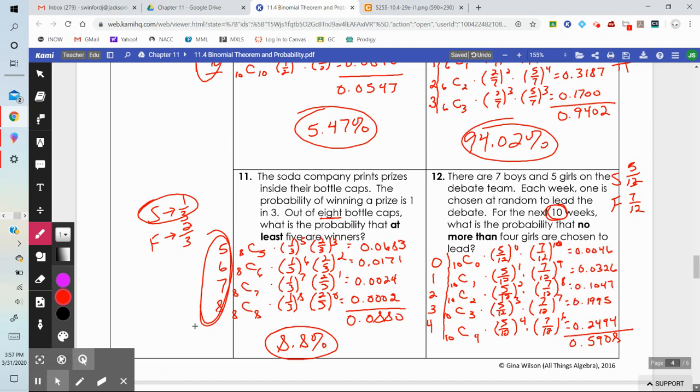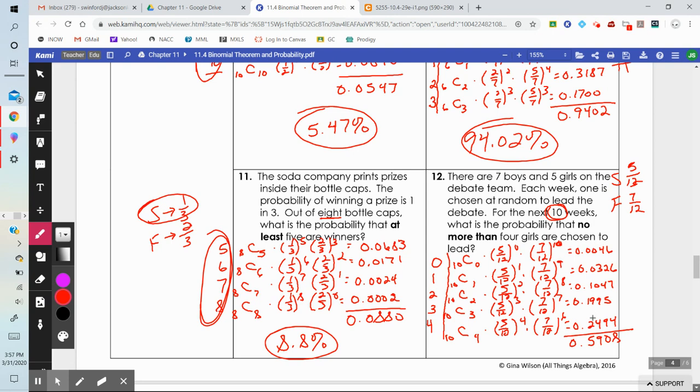And there you see each of the different probabilities. The chances that no girls are chosen is less than 1% chance. That's going to be a 0.46 chance, nearly a 0.5%. Chances that one girl is chosen, and not very likely. There's probably going to be more than one. That's going to be about a 3.2%. And then you have a 10% chance that 2 are chosen, nearly a 20% chance that 3 are chosen, a 24%, nearly 25% chance that 4 are chosen.